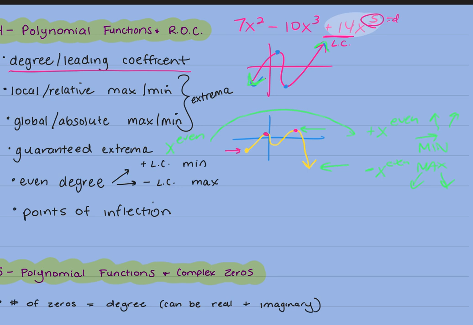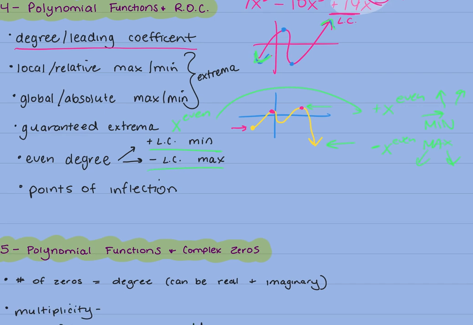So if it goes up and down and up and down, I know that there's a local min or max in between those changes of direction. So if my graph goes from increasing to decreasing and it crosses the x-axis, then I know it's got a local max, which is what this is.